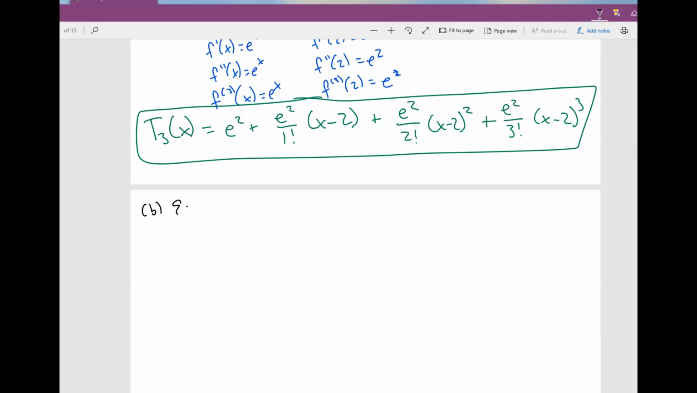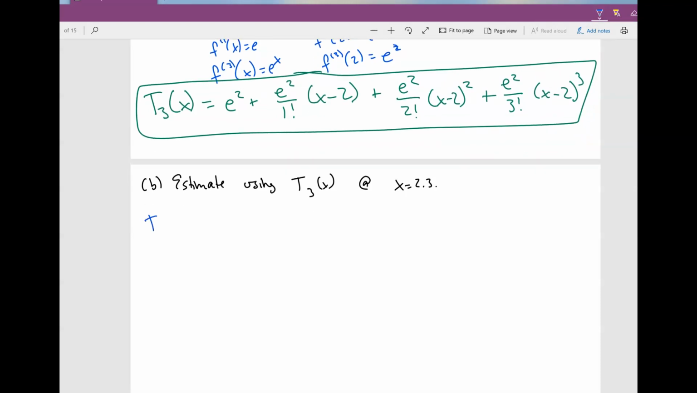We want to estimate this using T3 of x. So using our third degree Taylor polynomial, we want to estimate this at x equals 2.3. Basically, you're just going to plug that in there. So you're going to plug in T sub 3 of 2.3. Okay, so we're going to go ahead and plug it in.